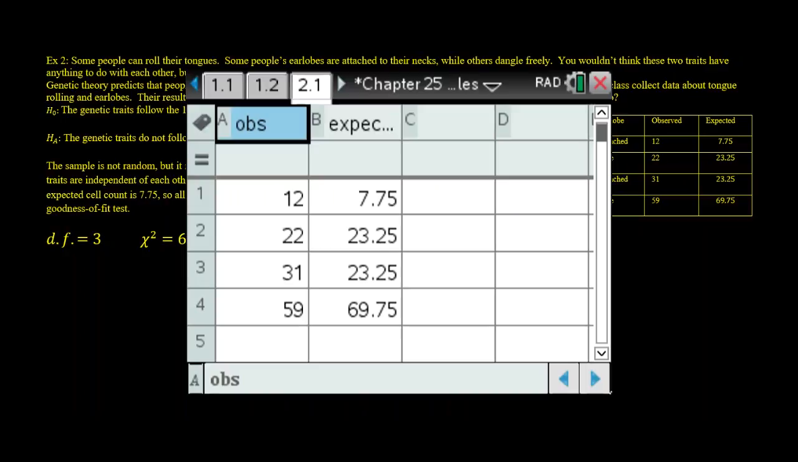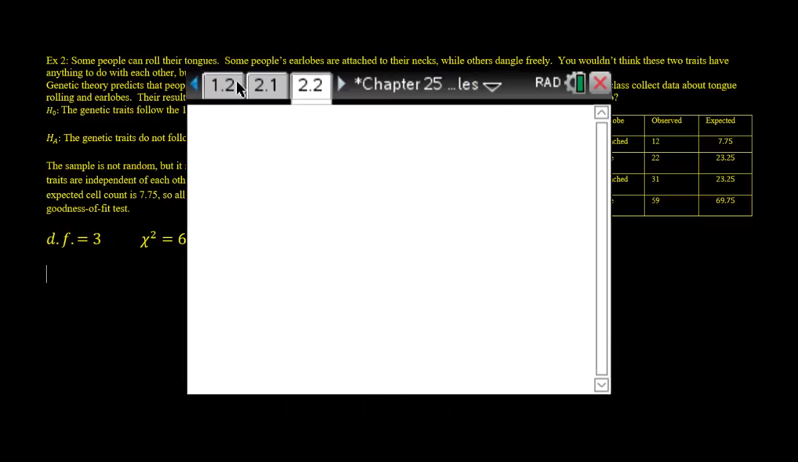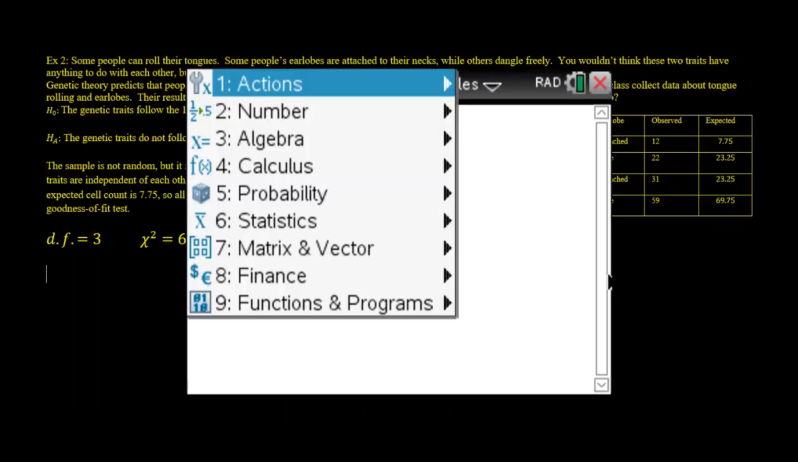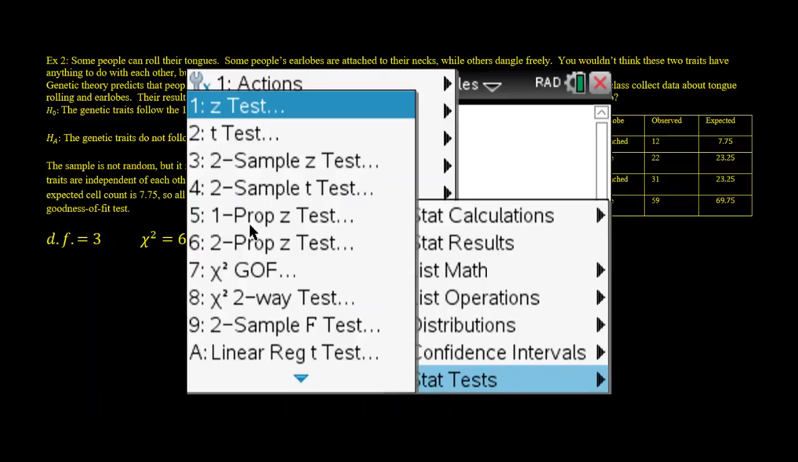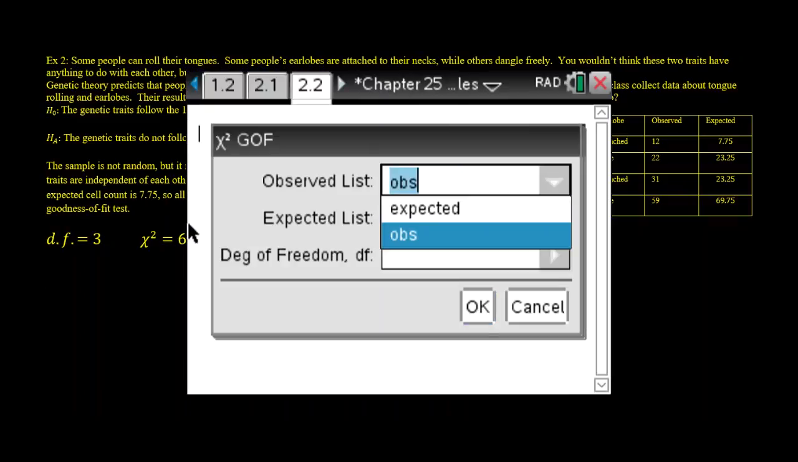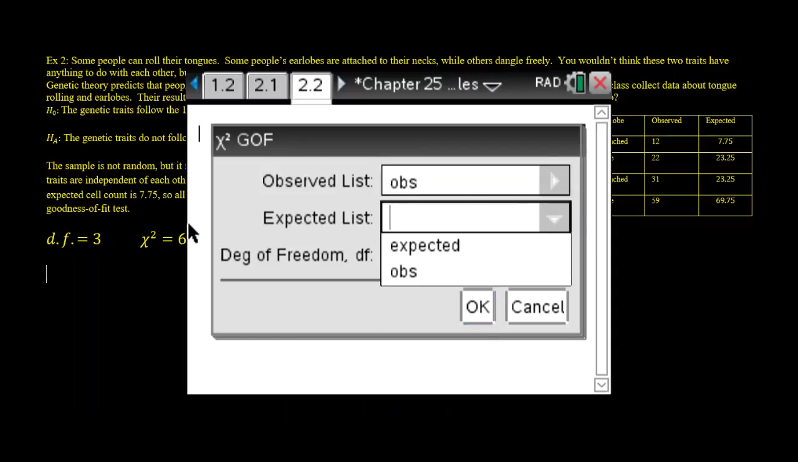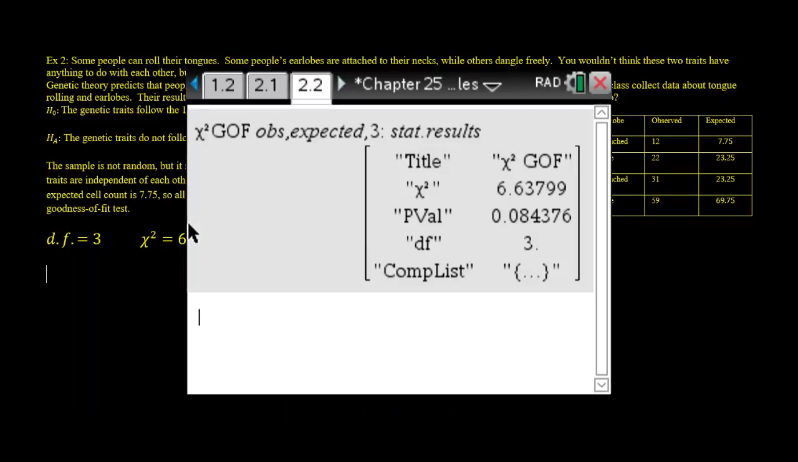Do calculator page. We'll choose statistics, stat tests, chi-squared goodness of fit. Observed list is observed. Expected list is expected. I just named those myself. And degrees of freedom are 3. There's the statistics we just recorded.